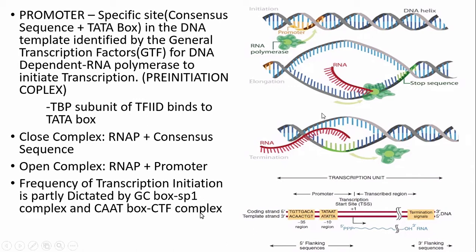SP1 and CTF complex. Those two complexes label that area so that it will be transcribed more, because the system needs it. Okay? Your GC box SP1 complex and your CAAT box CTF complex.